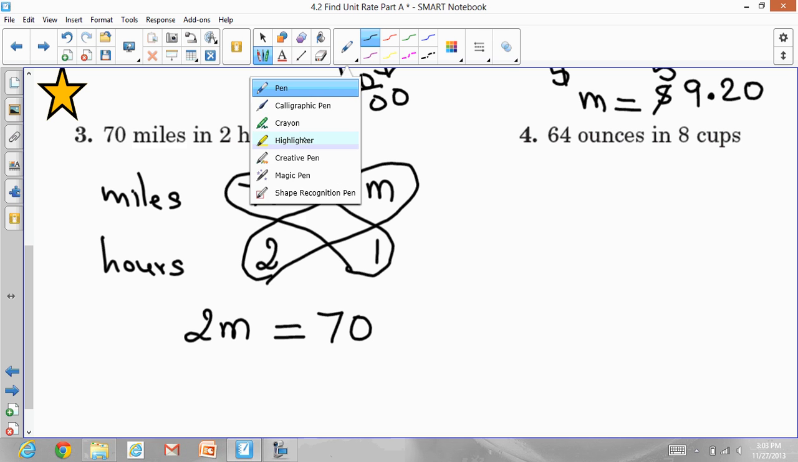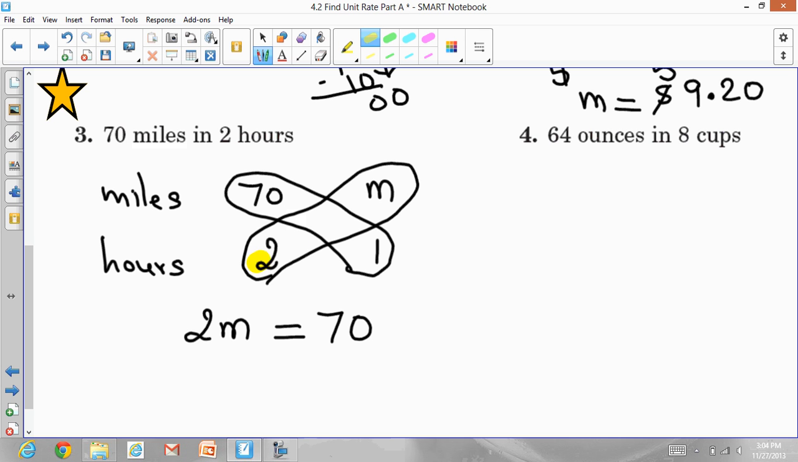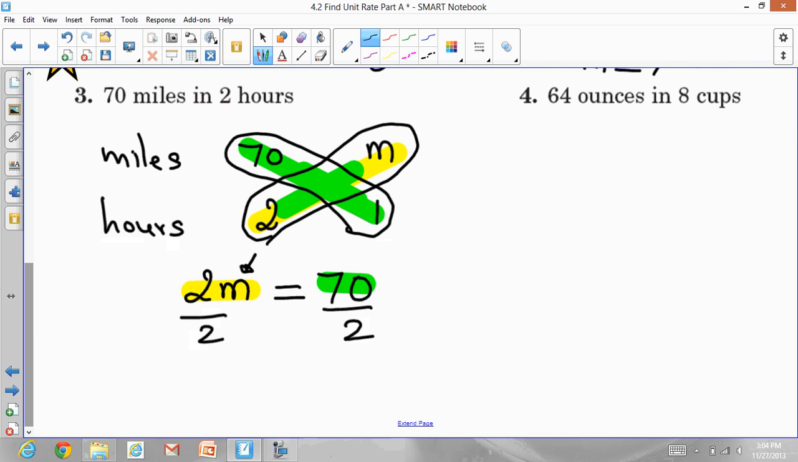Watch the way that I'm going to show you. 2 multiplies m to give you 2m. 70 multiplies 1 to give you 70, and this looks like a multiplication symbol, so please understand that you are crossing and multiplying. This is your multiplication symbol, so that should give you something to remember. Now remember, you want to find what m is. That is the objective. So divide by 2 on this side and divide by 2 on the other side. Do the same division. 2 divided by 2 cancels out.